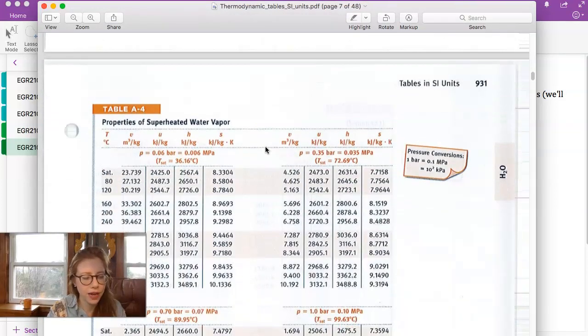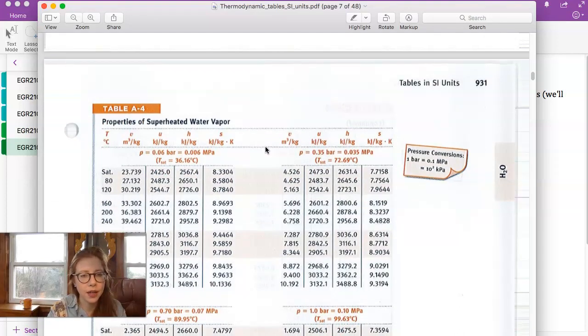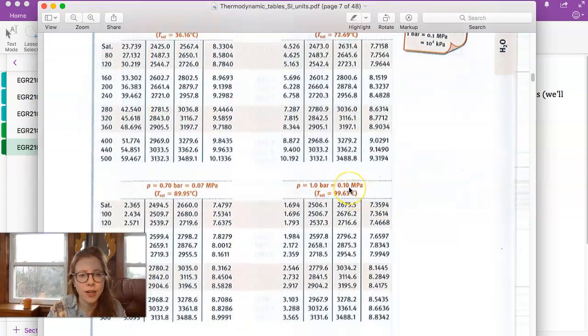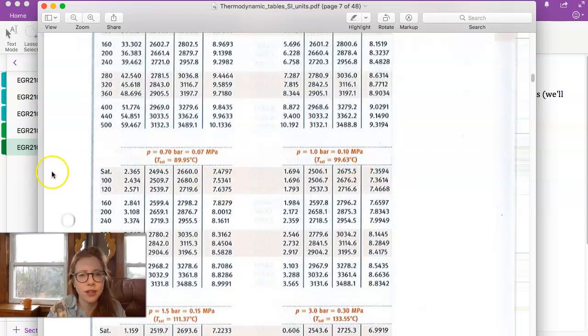Okay, and we know that we have a pressure of 0.1 megapascals and a temperature of 100 degrees Celsius. So 0.1 megapascals and 100 degrees Celsius. We are in fact in superheated land, and so we have our specific volume, we have our internal energy, and we know our entropy. So let's write all that down.